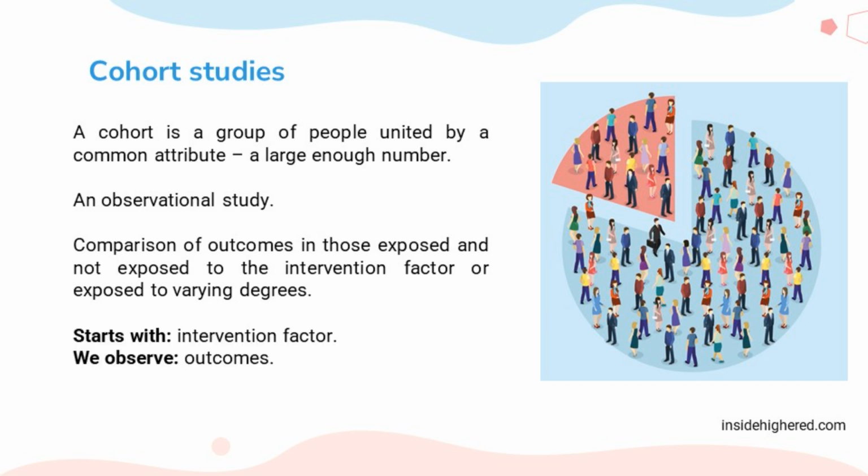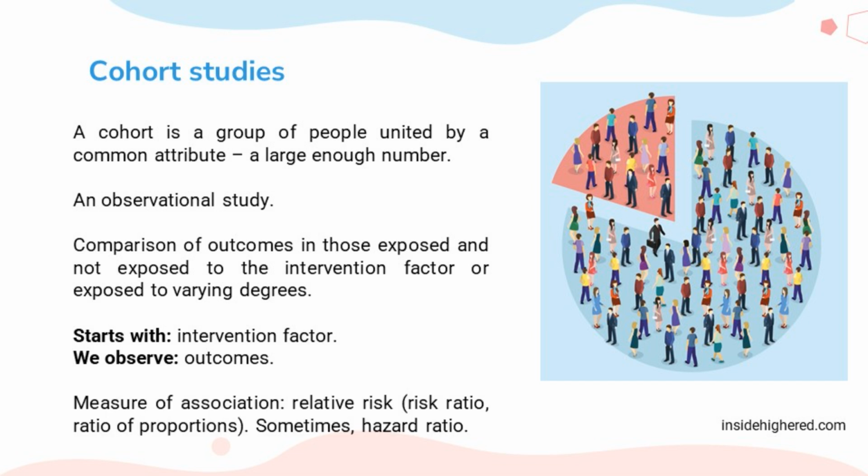A study starts with some intervention factor such as a drug or physical activity, and you keep observing people until some outcomes. People with outcomes will be cases, and those without, controls. The relative risk, RR, is a measure of association for a cohort study. Relative risk is the same as risk ratio or proportions. Sometimes a measure of association is hazard ratio.